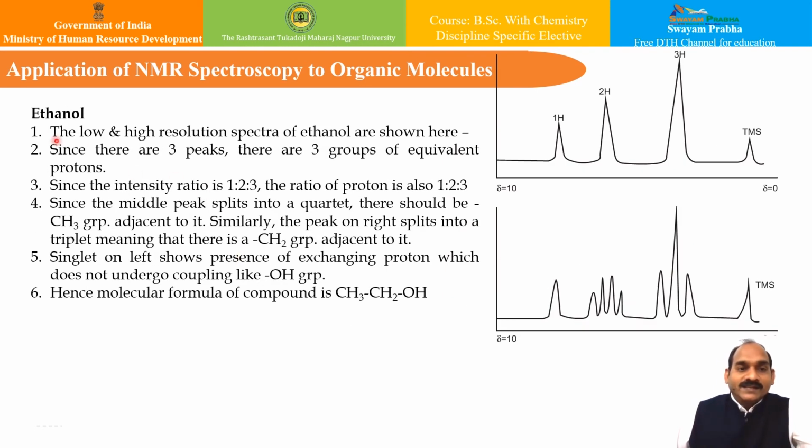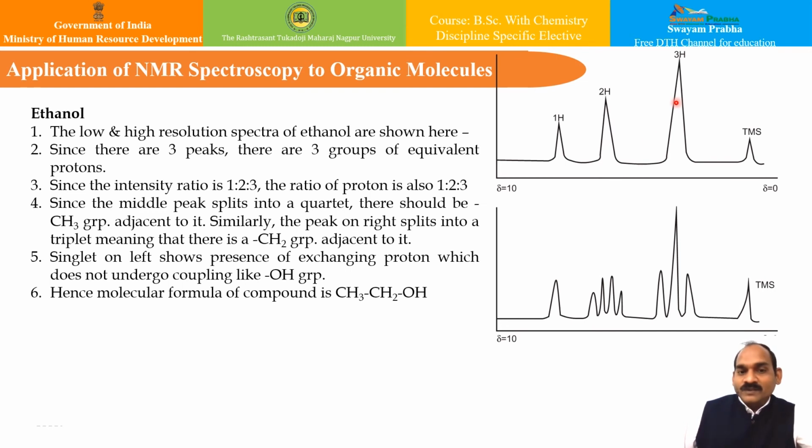Similarly, look at the example of ethanol. We have seen this earlier also, but now we will see the more resolved spectra. The low and high resolution spectra are shown over here. This is the low resolution and this is the high resolution spectrum. In ethanol, there are three peaks, 1, 2 and 3, because there are three groups of equivalent protons. Since the intensity is 1:2:3, the ratio of protons is also 1:2:3.